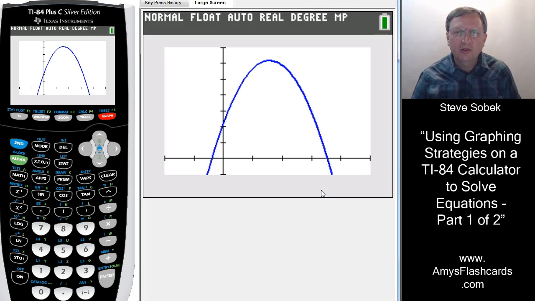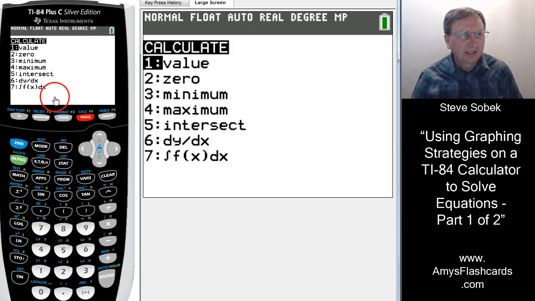We're not going to say, oh, at negative 0.3 seconds it hit the ground. Okay, positive values would be in the implied domain, and so this is the only zero of the function applicable to this particular word problem. So let's go ahead and hit second calculate, and we want to find the zero of the function. Choose number 2.